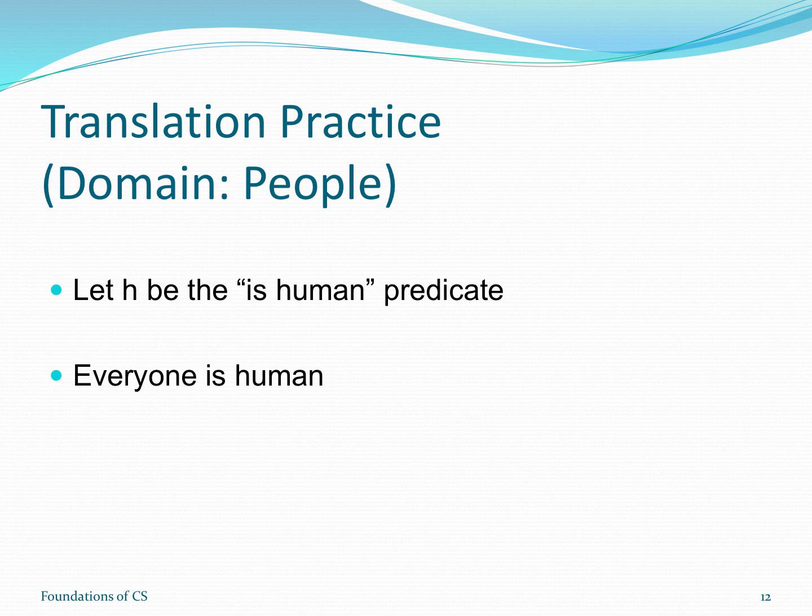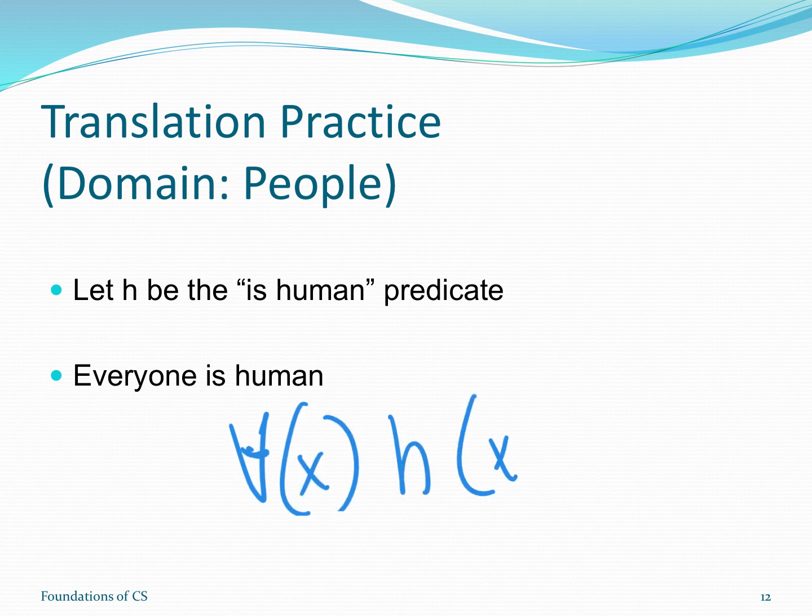So for example, if I say my domain is people, and the domain is really important, and H is the is-human predicate, and I want to say everyone is human, then I can write for all X, H of X. Everyone in my domain is human. Every element of my domain, all of them, if you run them through the is-human thing, it will return true.